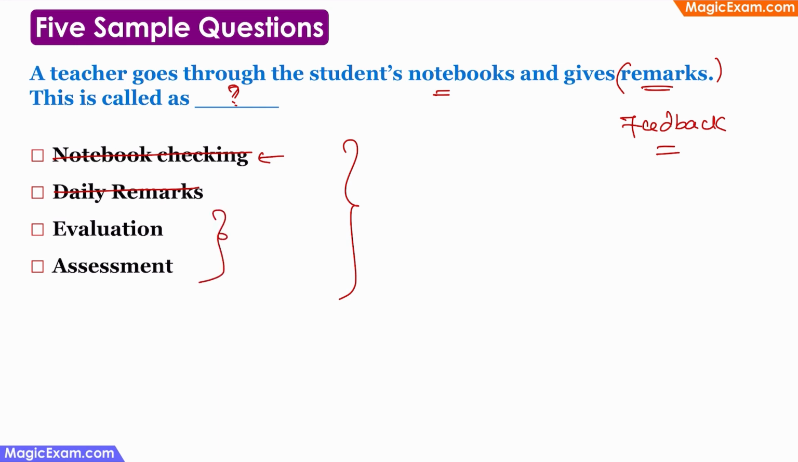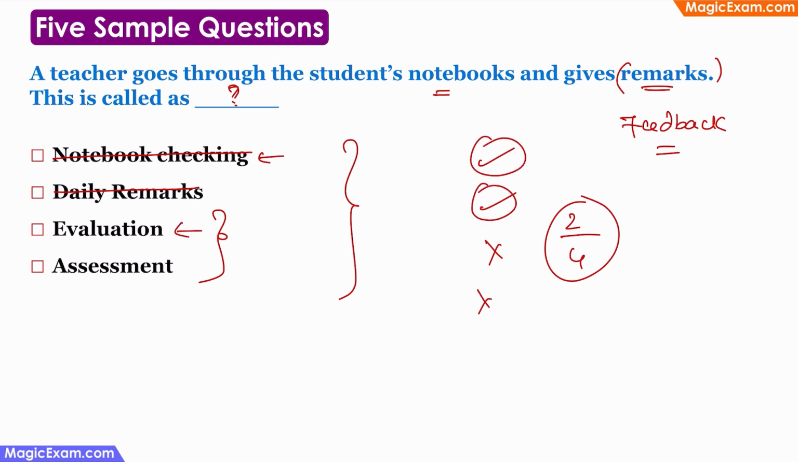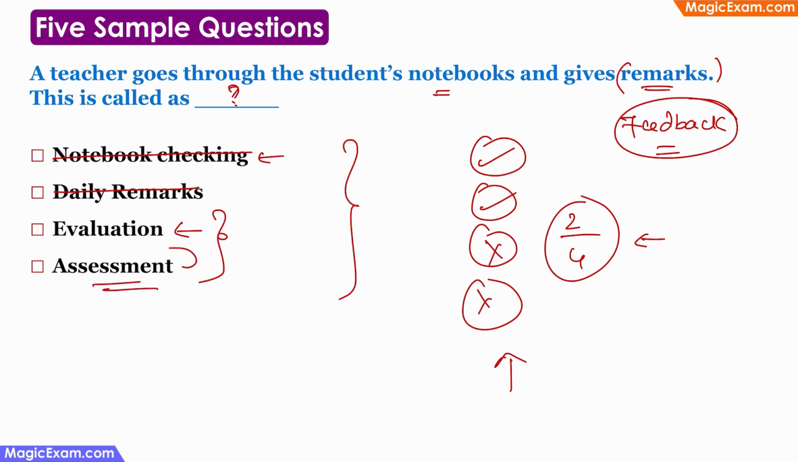If the teacher was just looking at some problems or some answers that the student has written and just giving some feedback like this, that is, yes, correct, this is wrong, therefore you have scored 2 out of 4, this would be evaluation, because the teacher is just evaluating the answers and giving some summative marks. But if the teacher is giving feedback on the basis of this evaluation, then that becomes assessment, because assessment includes evaluation. Therefore, the correct answer here is assessment, because the teacher is checking the notebooks first and then giving remarks.